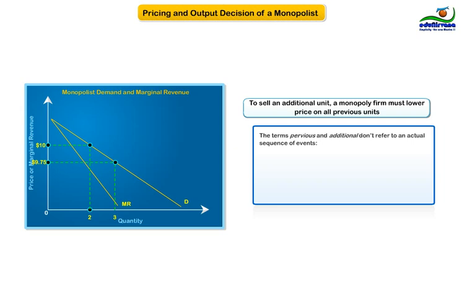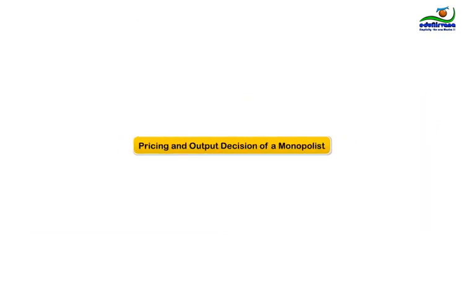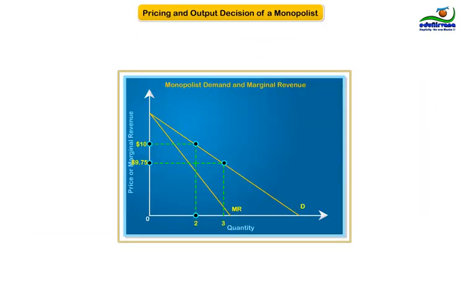Note that the terms previous and additional don't refer to an actual sequence of events. A firm doesn't sell 100 units of a good and then decide to sell 1 more unit. Either the firm sells 100 units over some period of time, or it sells 101 units over the same period of time. If the firm wants to sell 101 units, the price per unit must be lower than if it wants to sell 100 units.